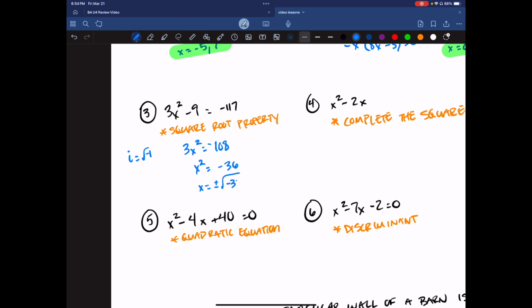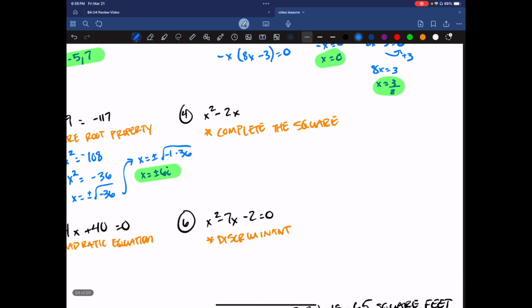It's going to be -36 underneath, but I can rewrite this as x equals plus or minus square root of -1 times 36. And again, I can take the square root of both of those, because the square root of -1 is i. So this is going to be plus or minus 6i. As far as imaginary numbers go, that's pretty much all you need to know, is that the square root of -1 is i. That's how we represent it. Okay, and that is really helpful when it comes to quadratics.